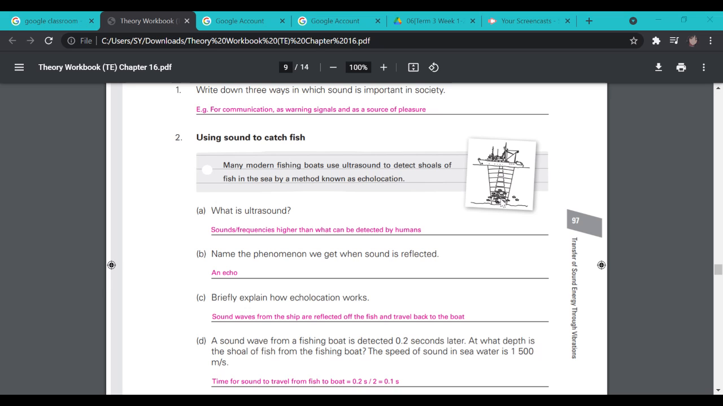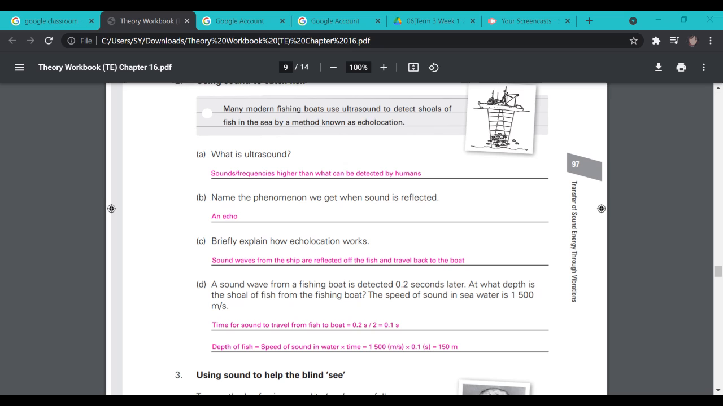So in order to find the actual distance, you have to find the time for the sound to travel from fish to boat. You have to divide it by 2 because the sound wave travels 2 times, from the boat to the fish to the boat. So you have to divide it by 2. So you get 0.1 second. And then for the depth of fish, you just use the formula, speed times the time, which is 1,500 times 0.1 second, and you get 150 meters.